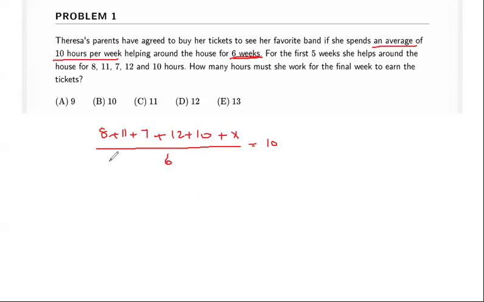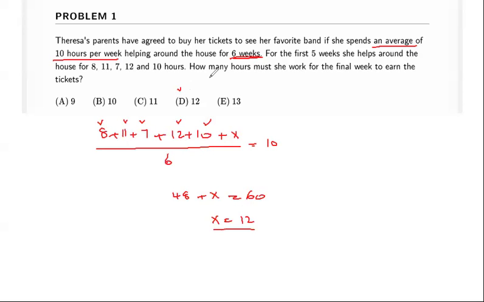And then we are going to solve this equation. If I add these, let's say these two are 20, and then these two are 18, that's 38 and 48. So I can say that's 48 plus X. If you multiply both sides by 6, you should get 60. Then subtract 48 from both sides. So we got 12. Okay, so that is the correct answer.